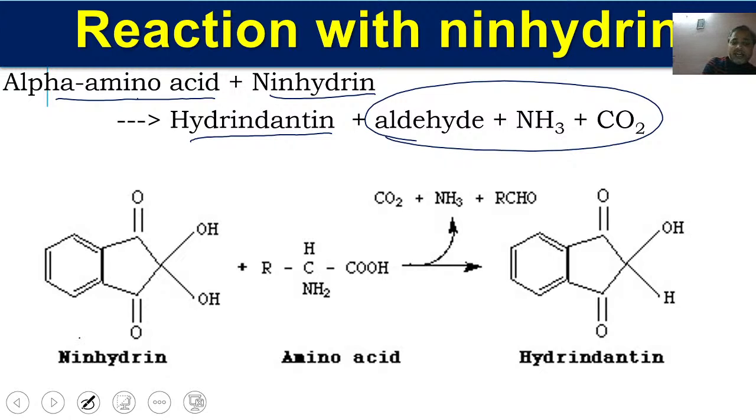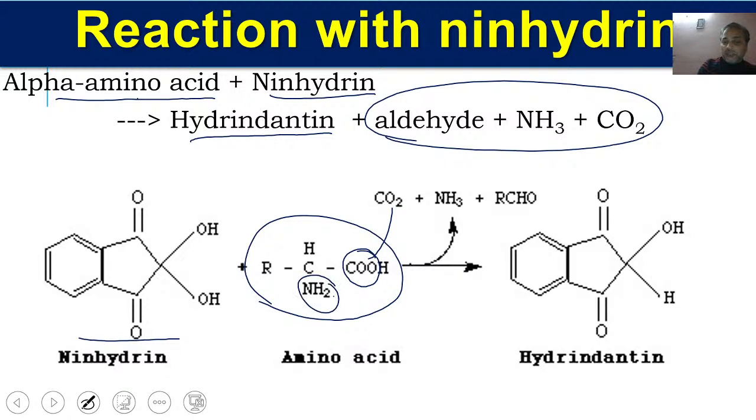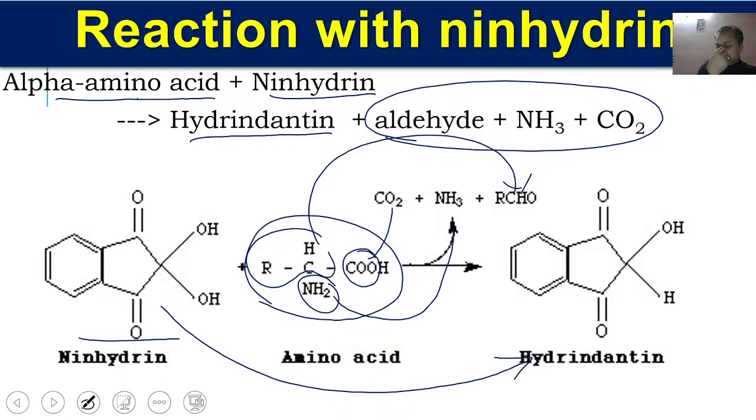So this is your ninhydrin molecule. This is the amino acid. In this case, this CO2 will come here, this ammonia will come here, and this is going to form RCHO. So ninhydrin will be converted to hydrindantin. The change which happens at this particular place, OH becomes H, means oxygen has gone. So removal of oxygen is called reduction. So ninhydrin has gone for reduction.